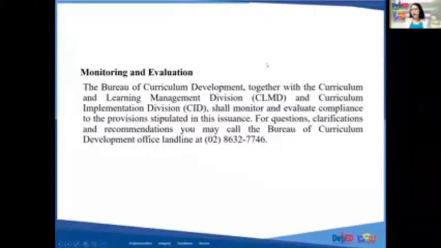And then the monitoring and evaluation. So the Bureau of Curriculum Development has also stipulated, no, doon sa ating roles and responsibilities. The Bureau of Curriculum Development, together with the Curriculum and Learning Management Division and Curriculum Implementation Division, or the CID, shall monitor and evaluate compliance to the provisions stipulated in this issuance. For questions, clarifications, and recommendations, you may call the Bureau of Curriculum Development Office landline at 0286327746. No?